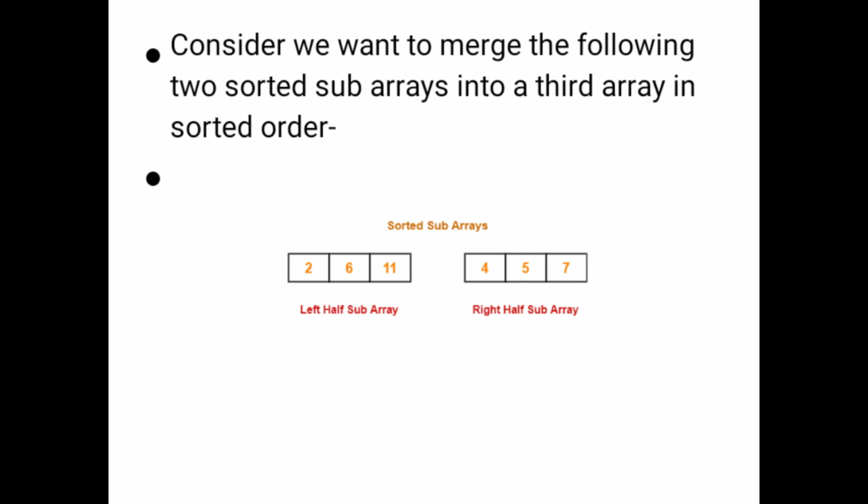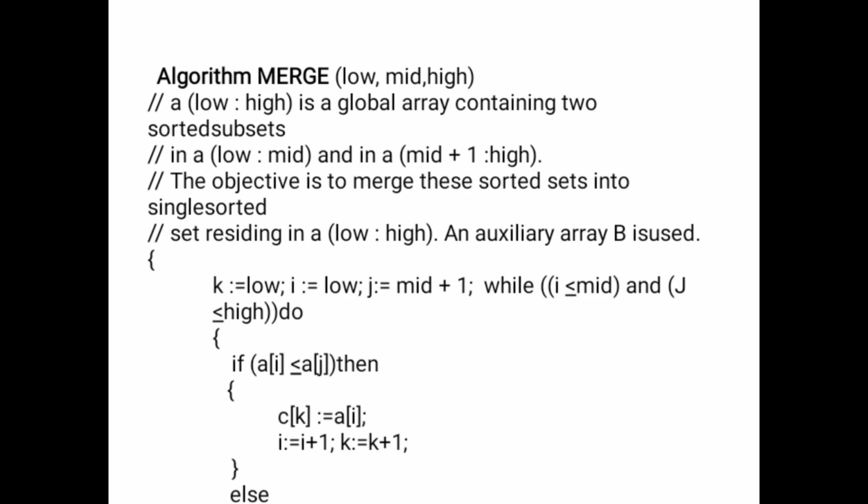Then you will compare the second element of the left subarray and the first element of the right subarray. Whichever is smaller is inserted into the vector c. You can see here, if a of i is less than or equal to a of j, then you are inserting the smallest element a of i into the vector at k and incrementing the pointers i and k.